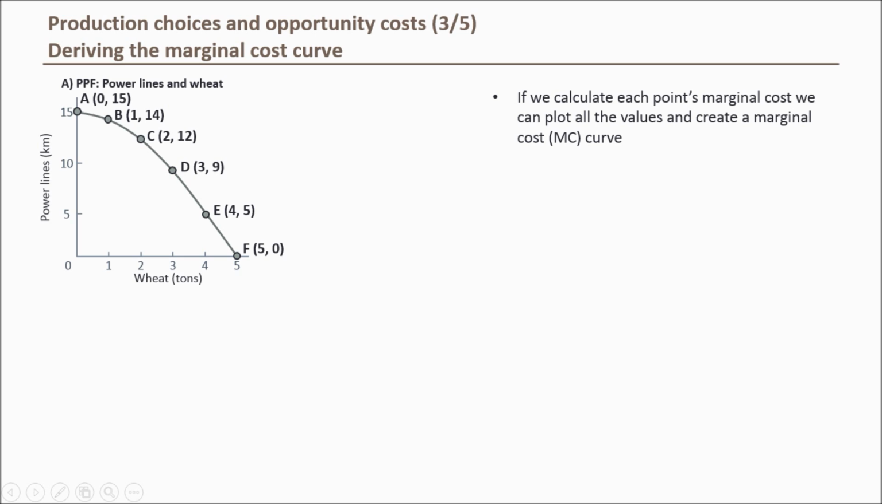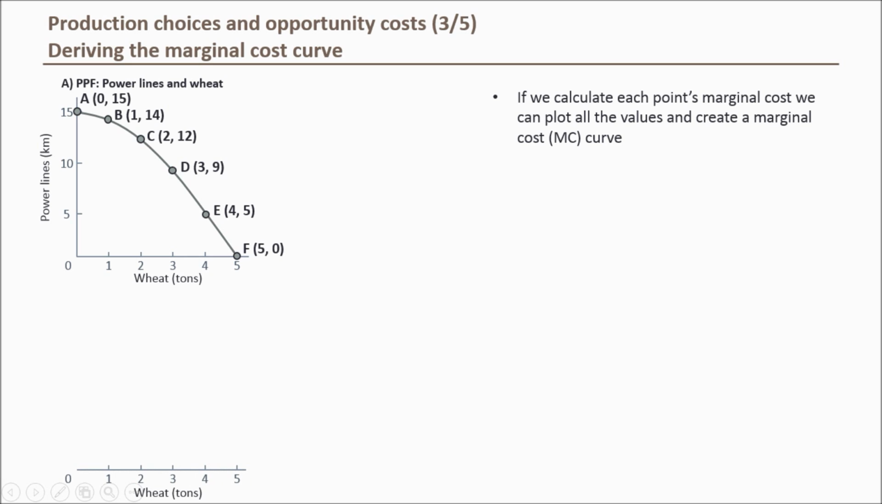Before deriving the curve, always try to intuitively draw a graph first. Let's first think about what a marginal cost curve might tell us. If we were looking at a marginal cost curve, we would want to know the marginal cost at each point on the PPF. But because opportunity costs or marginal costs relate to a specific good, we'll only be able to plot the marginal cost of each point on the PPF for a specific good.